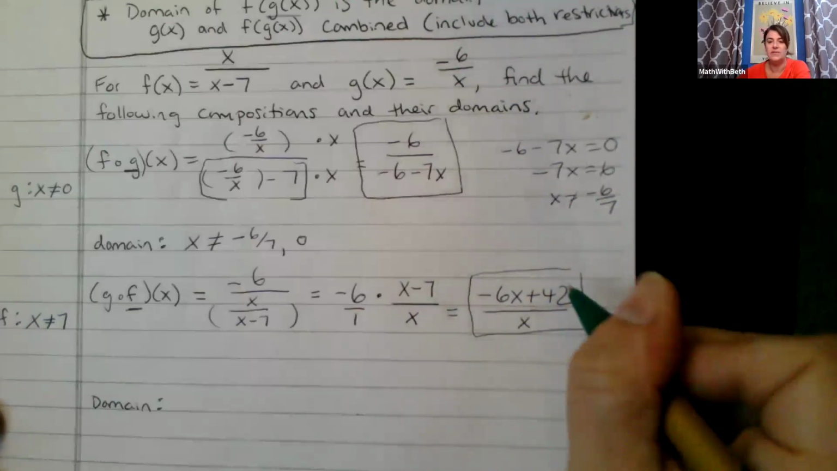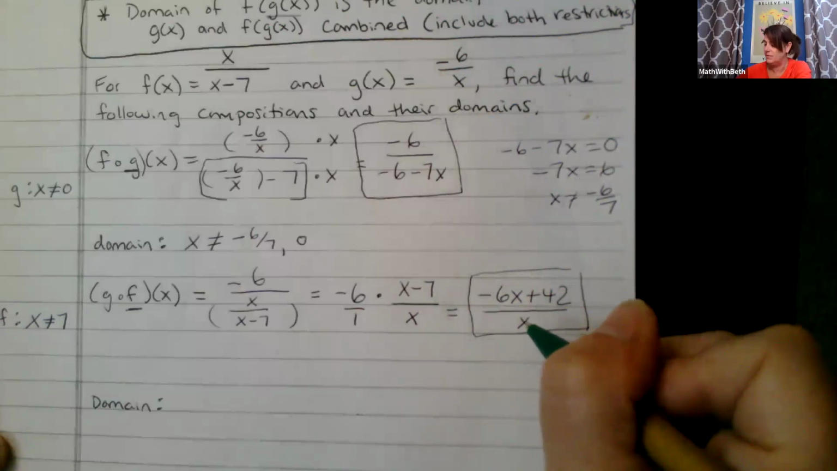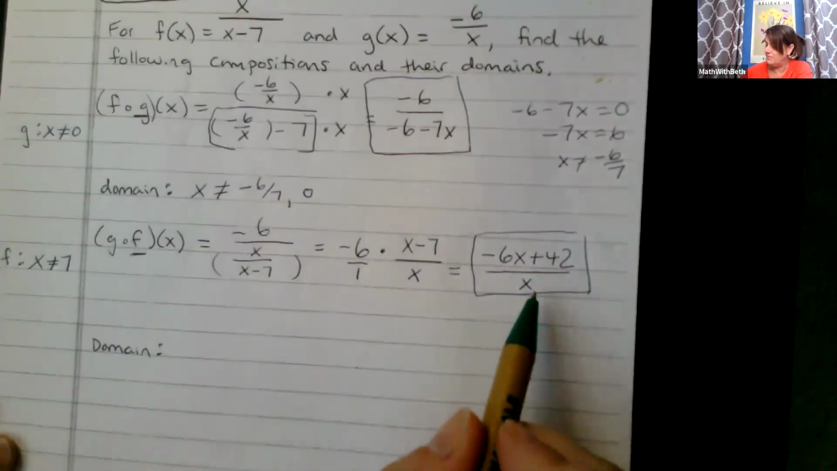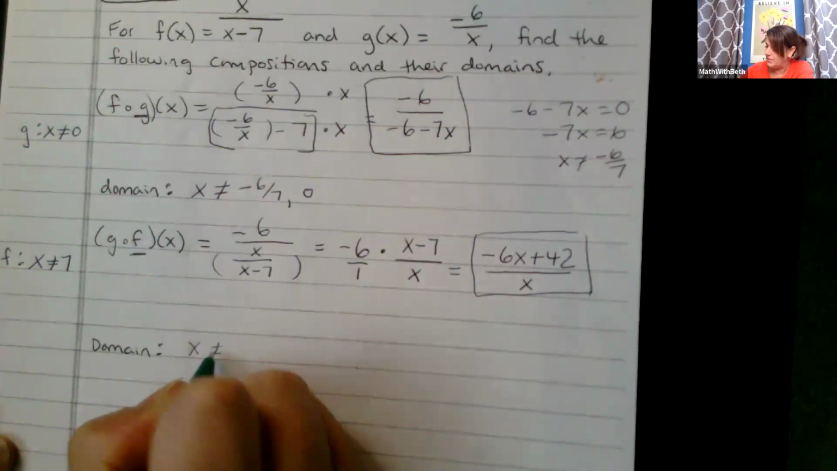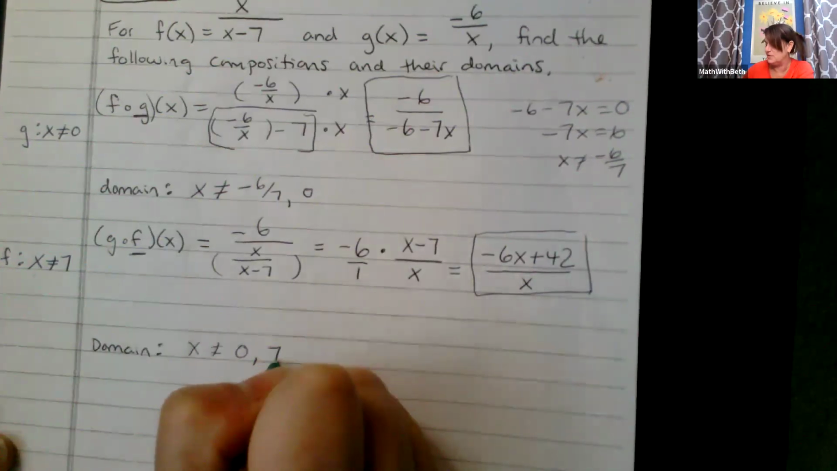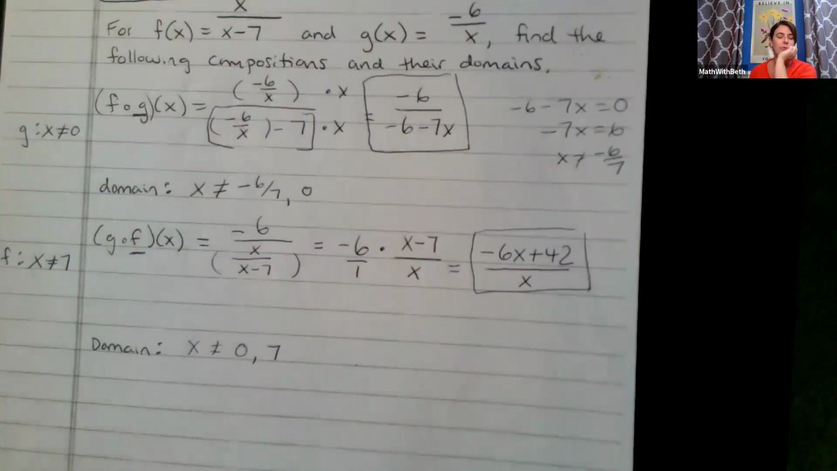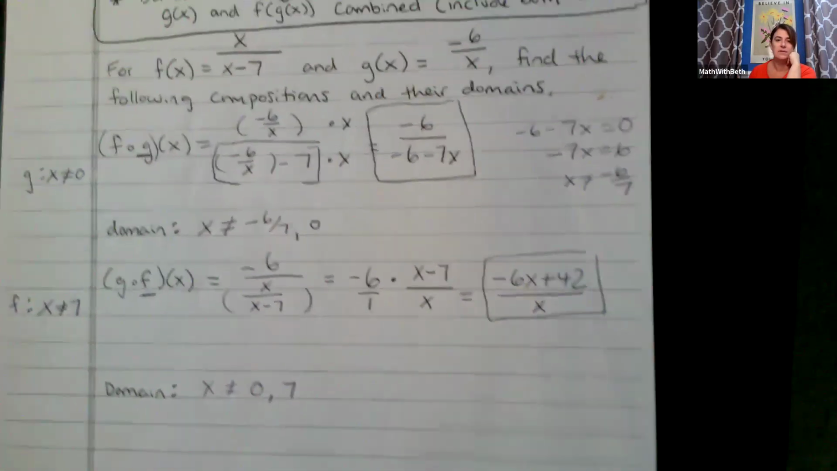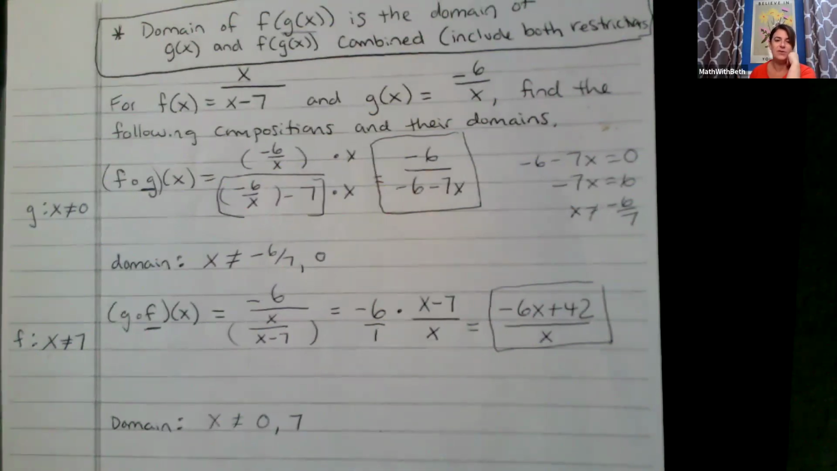And what would be the domain of this function? Everything but 0. And don't forget, we also don't want 7 because that was a restriction from the inside function. So that is how you do the domain of a composite function.